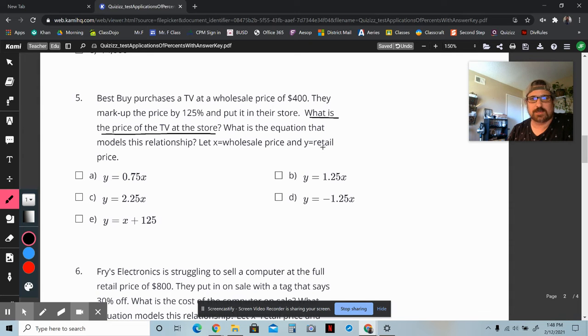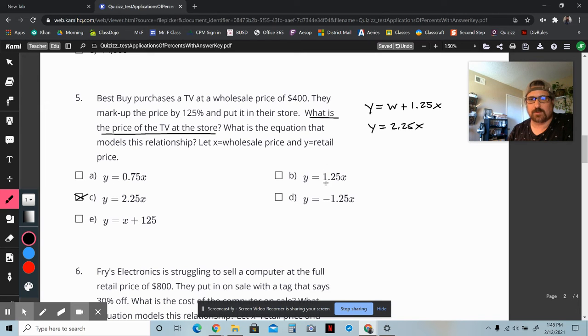Let X equal the wholesale price, let Y equal the retail price. Well, Y, the retail price, is going to be equal to the wholesale price, 400, plus the markup of 125% of the wholesale price. So it's going to be Y is equal to 2.25W, or I've changed it to W, it should be X. Right. So that's it. Y equals 2.25x. So this is the correct answer, right?